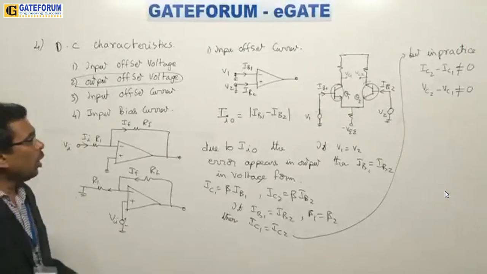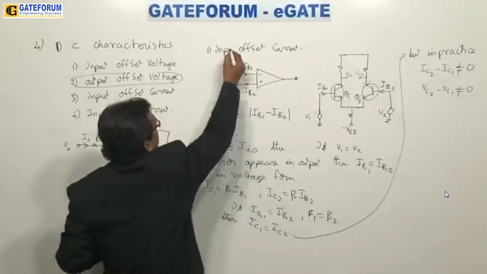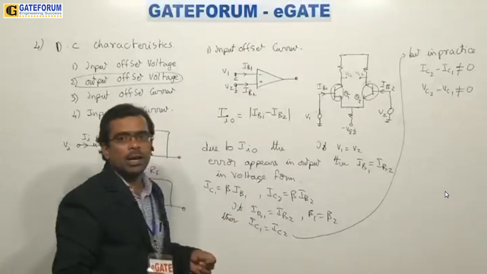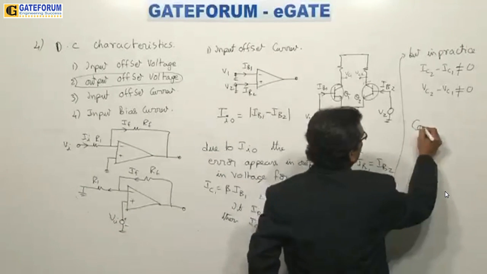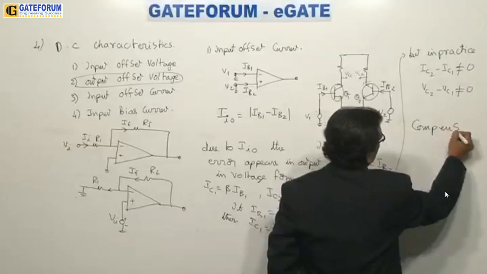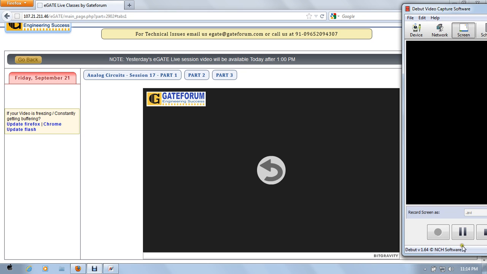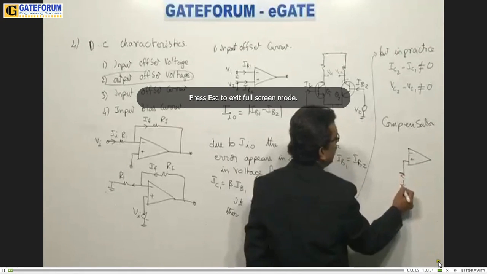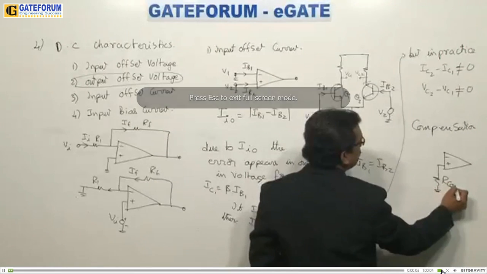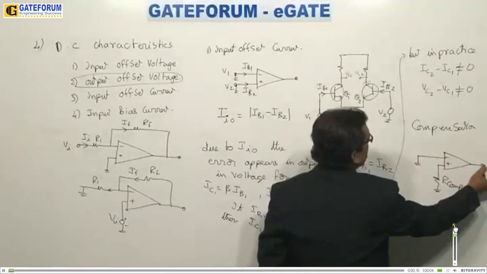Now at this point, carefully observe how to overcome this problem, that is, how to overcome this input offset current. This is what we call compensation. Here, based on the error you get, you need to connect one resistance at the op-amp input. This resistance is called the compensation resistance.